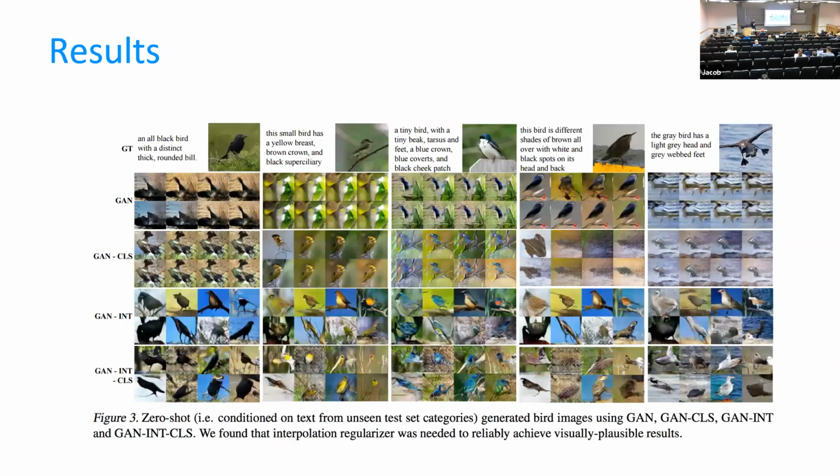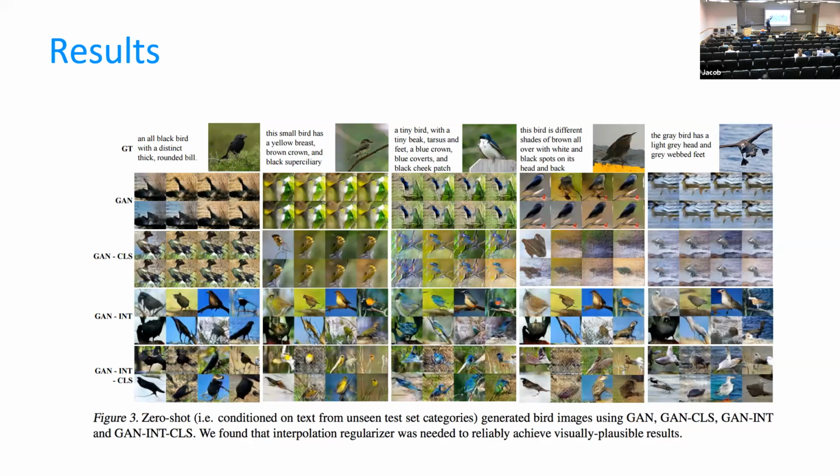All right, so just a quick look at the results. These are zero-shot generated bird images, meaning that we are conditioning on text that the network has not been trained on. So we have an all-black bird with a distinct, thick, rounded bill. This is the true image above, and the generated images are below. You can see we're getting things that look like black birds, maybe containing black bills, perhaps.